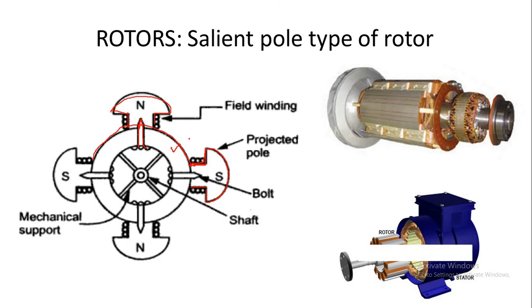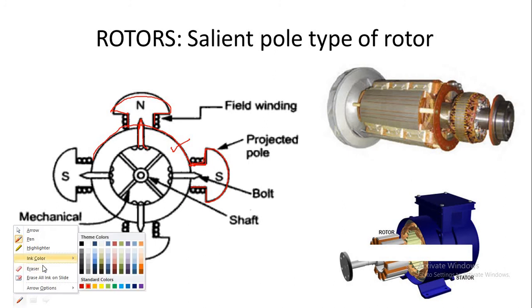So this magnetic wheel, which is made up of cast iron or steel, and these rotors have large diameter and short axial length. So here the poles are laminated to reduce eddy current losses. So points to remember.